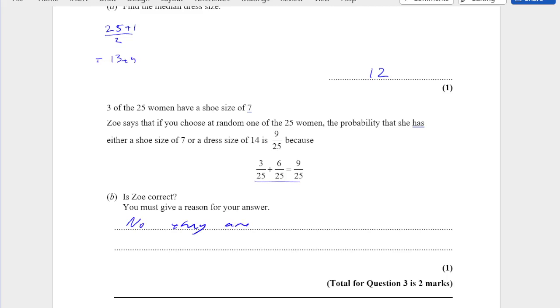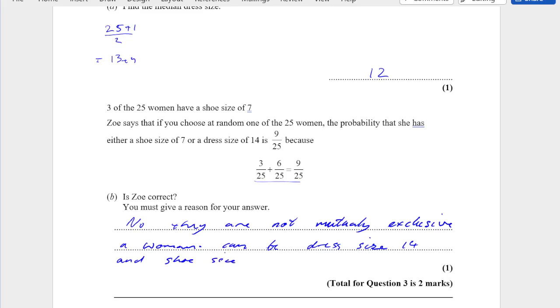They are not mutually exclusive, and what I mean by that is a woman can be dress size 14 and shoe size 7.